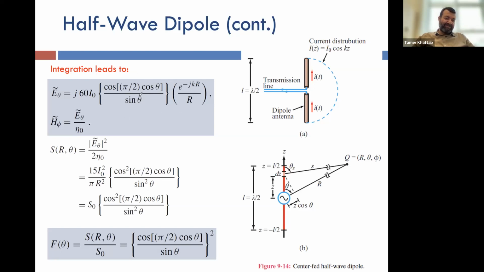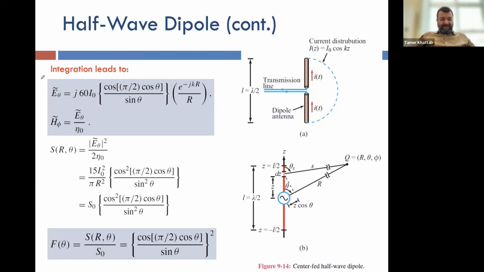This is not exactly the same. Okay. And the magnetic field, again, is in the phi direction, and it has this same expression divided by the permeability of free space, similar to what happened in the Hertzian dipole.